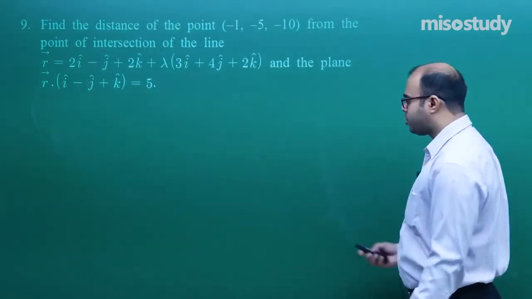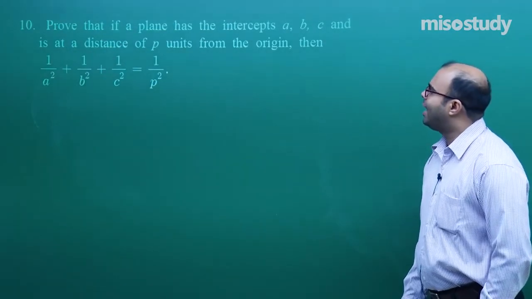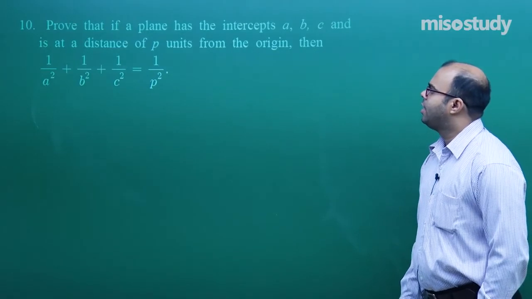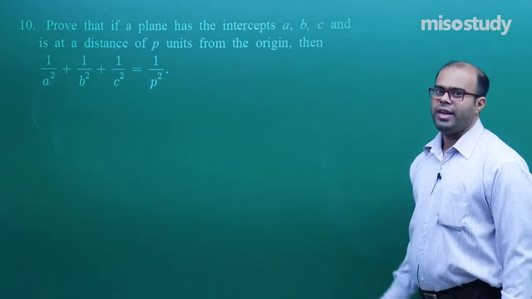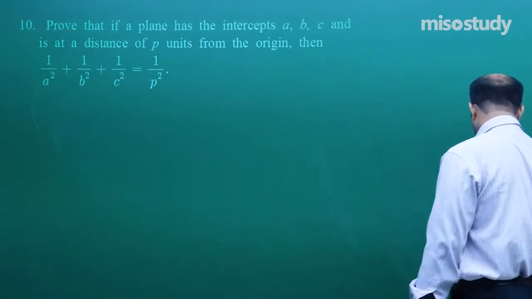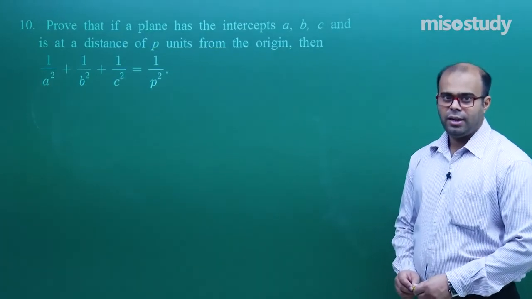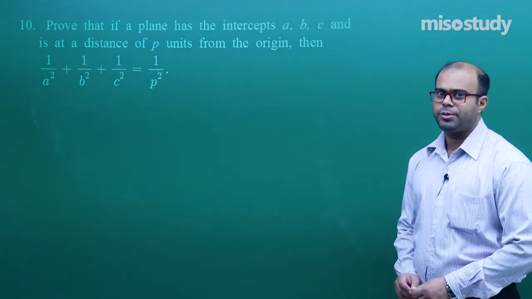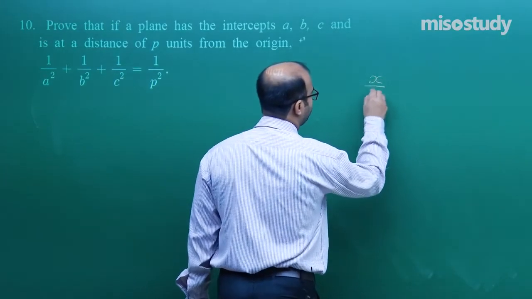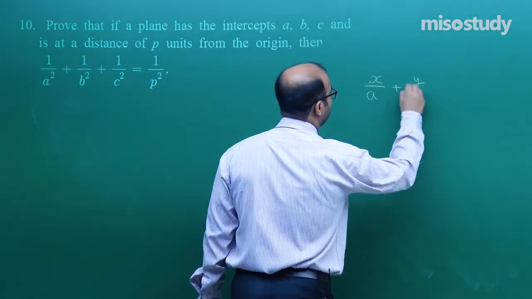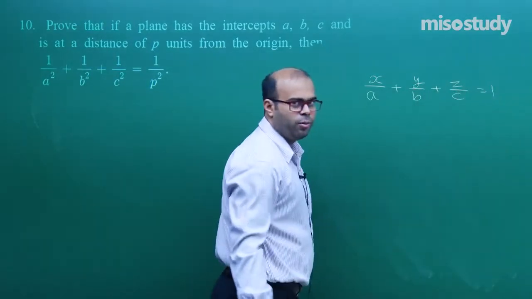Now let us come to the last question, which is also of 6 marks. Prove that if a plane has the intercepts A, B, C and is at a distance of p units from the origin, then this is the relation between A, B, C and p. This you have to show. So if we say that the plane has intercepts A, B, C, then the intercept form of the plane is x by A plus y by B plus z by C is equal to 1. This is the intercept form of the plane.